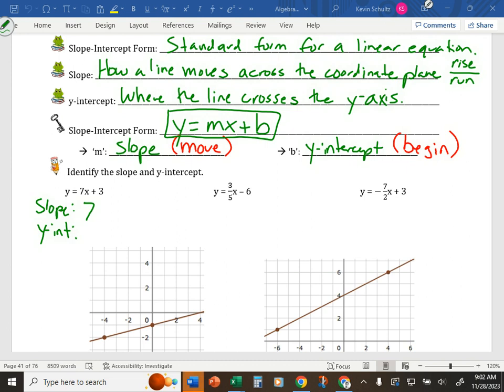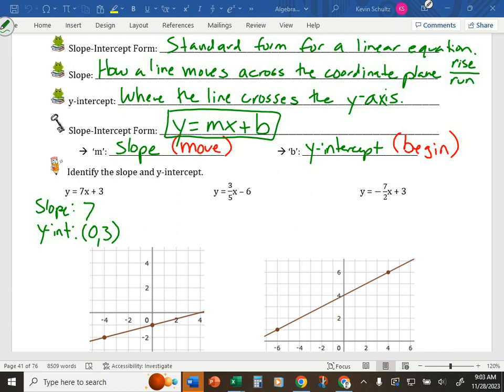Yes, 3. And I want you to write this as an ordered pair. Don't just put 3, but write it as the ordered pair 0, 3. It's important to understand that the y-intercept point has an x value of 0, right? If you're on the y-axis, your x value equals 0. This is something that will come up again later on. And so I want us to get in the habit of writing y-intercepts as ordered pairs.